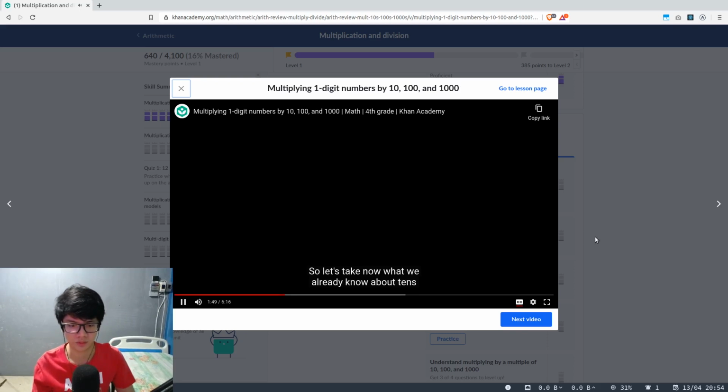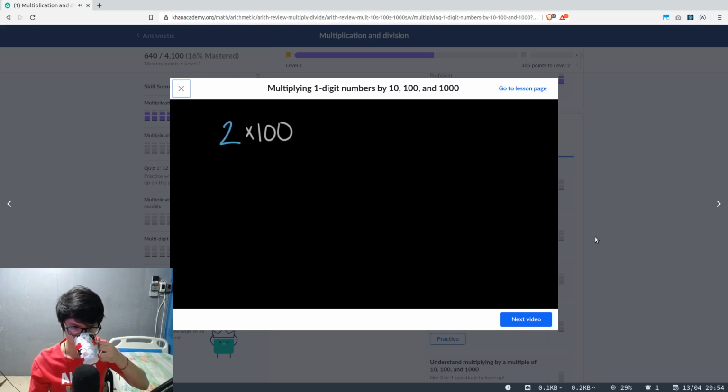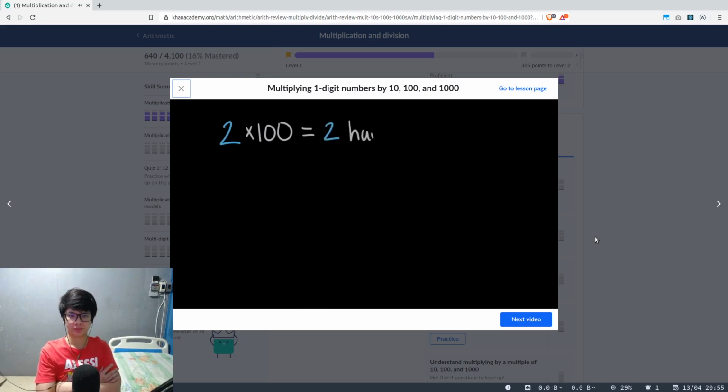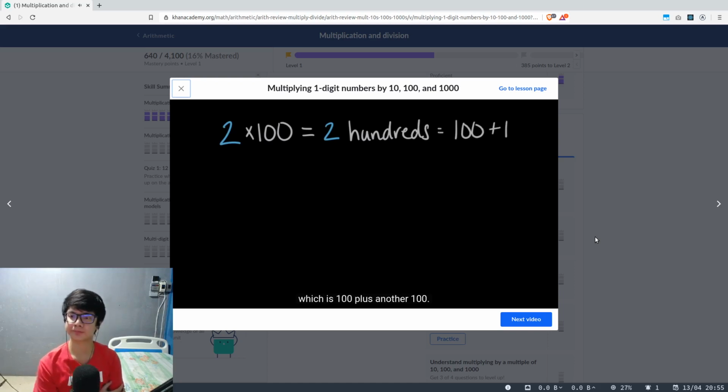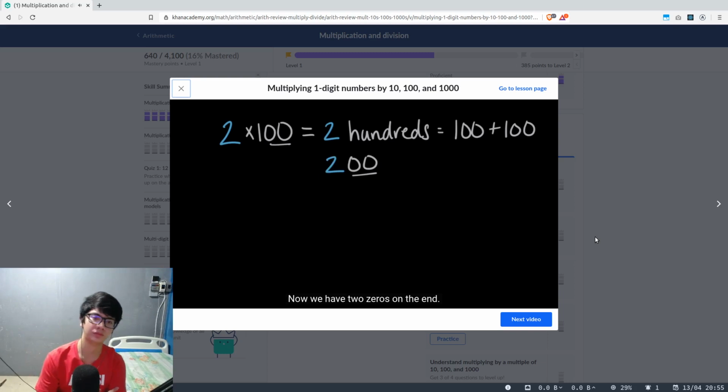So let's take what we already know about tens and apply it to hundreds. Something like, let's say, 2 times 100. There's a couple ways we can think about this. One way is to say that this is the same as 2 hundreds, which is 100 plus another 100. There is quite literally 2 hundreds, which is a total of 200, or 2 with 2 zeros on the end.